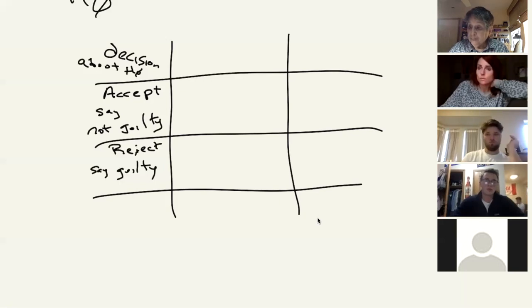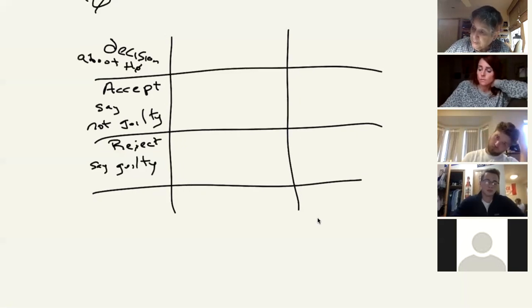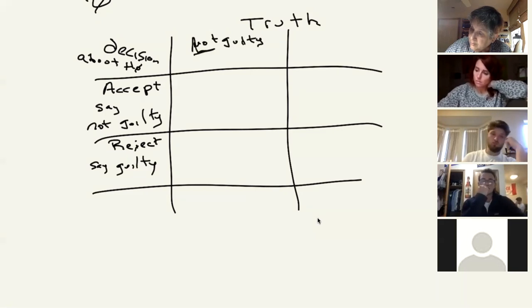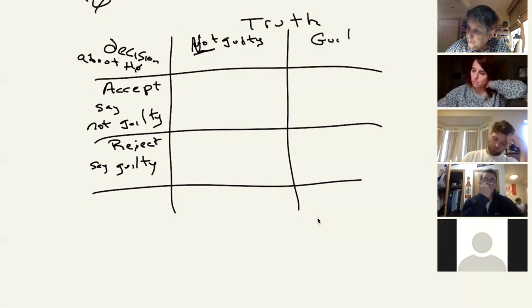And each row of accept and reject, two things can happen. So in these two columns, it's going to be about truth. What's really true? Did they or did they not commit the crime? Are they or are they not guilty? So let's say that the truth is that they're not guilty. Not guilty in that column. And in this column, the truth is that they're guilty. Why do I keep forgetting that letter L?